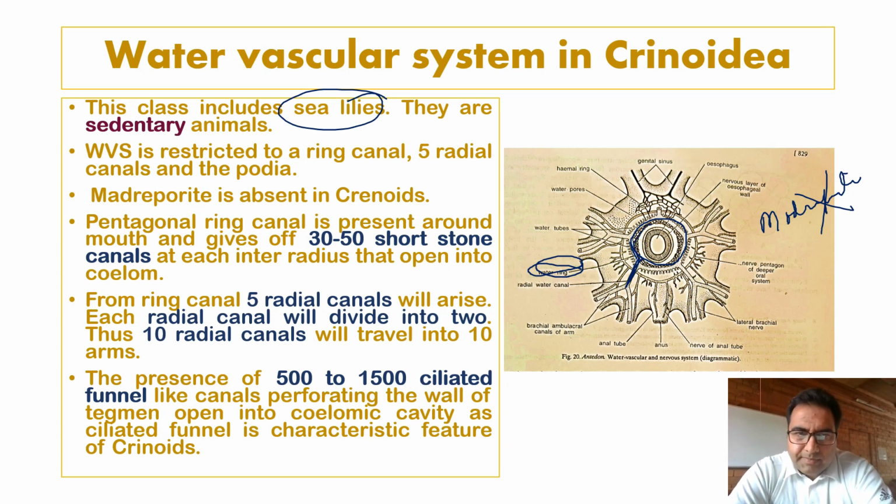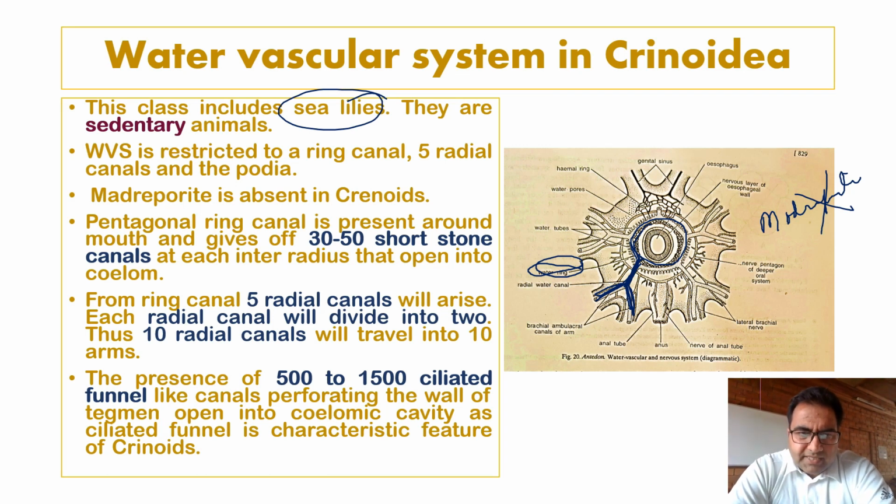The pentagonal ring canal is present around the mouth, and it gives rise to 30 to 50 short stone canals at each interradius that open into the coelom. From this ring canal, 5 radial canals arise, but what we see in these radial canals is that they divide into two. They divide into 2, and thus these 10 radial canals will travel into 10 arms. So these 5 divide into 2 to have the number 10, so that they can travel into the 10 arms.